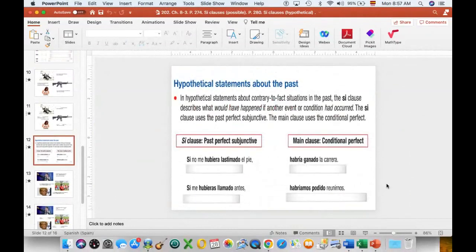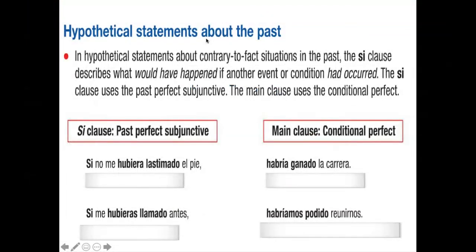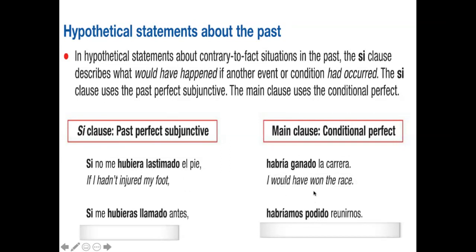Now, this one. Hypothetical statements about the past. Okay, vamos a leer. In hypothetical statements about contrary to fact situations in the past, the "si" clause describes what would have happened if another event or condition had occurred. The "si" clause uses a past perfect subjunctive. The main clause uses conditional perfect. Vamos a ver, ¿no? Por ejemplo, si no me hubiera lastimado el pie, if I hadn't injured my foot, habría ganado la carrera. I would have won the race.